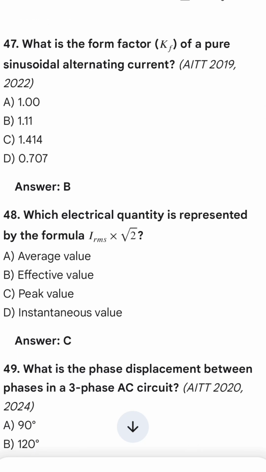Question 47. What is the form factor Kf of a pure sinusoidal alternating current?